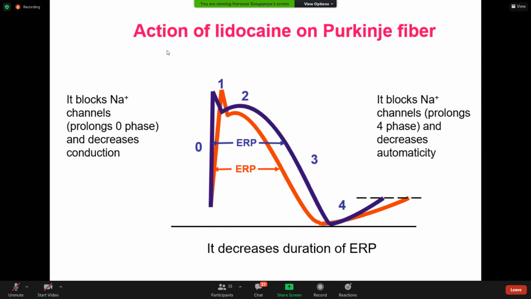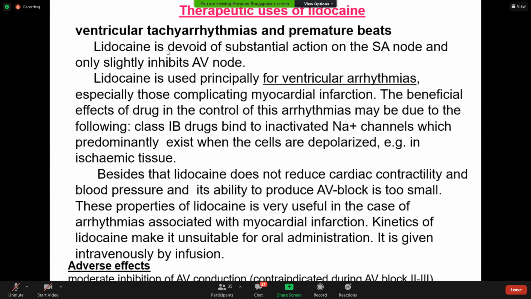It doesn't mean that they activate potassium channels. But still, you must remember the distinguishing feature of this class of drugs. So they decrease the duration. So therapeutic uses of lidocaine: ventricular tachyarrhythmias and premature beats.